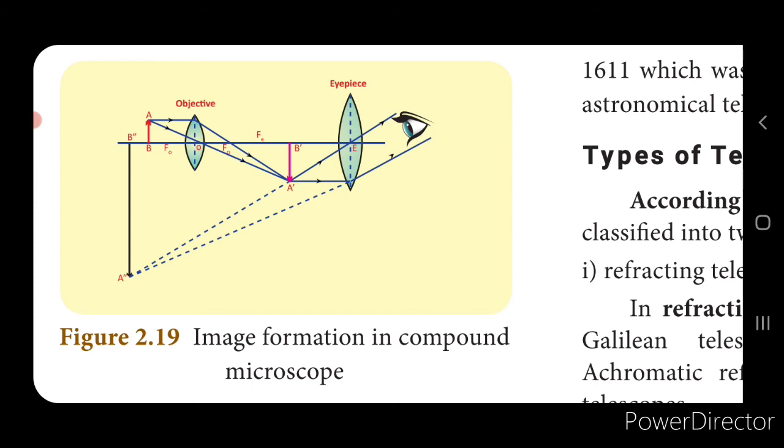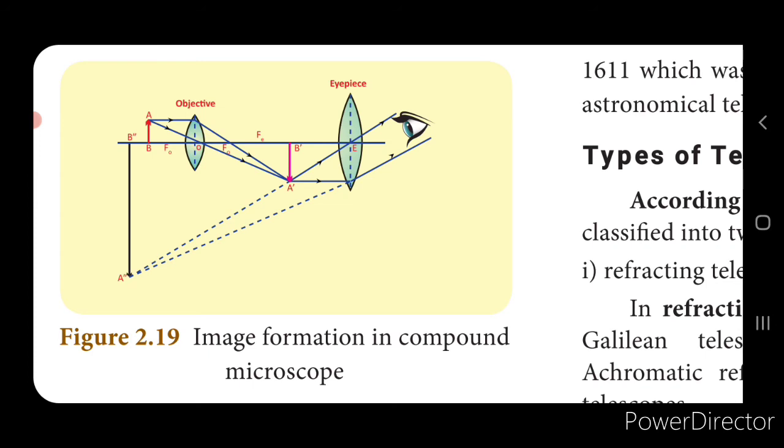Now in working, you can see in the picture the line AB, the upward arrow mark AB, is the object, right? And it is placed slightly greater than the focal length of the objective lens. So this point is very, very important, because you should get a real, inverted image, right? Now the image that is formed will be the object for the eyepiece, right?